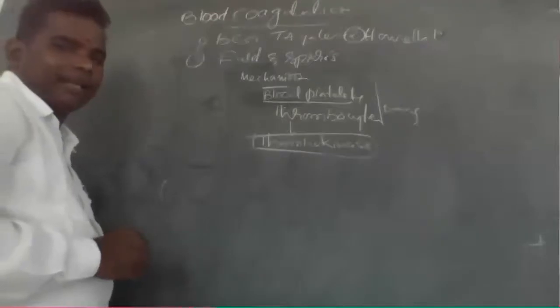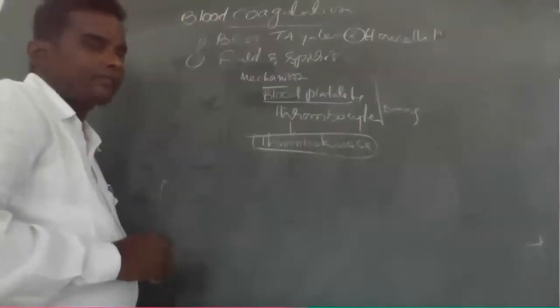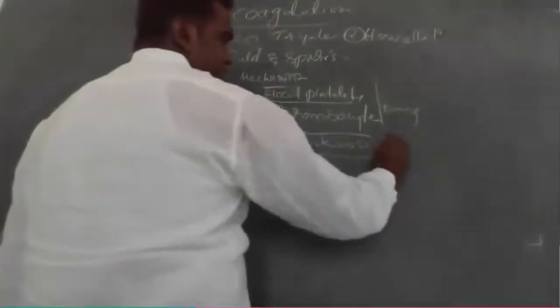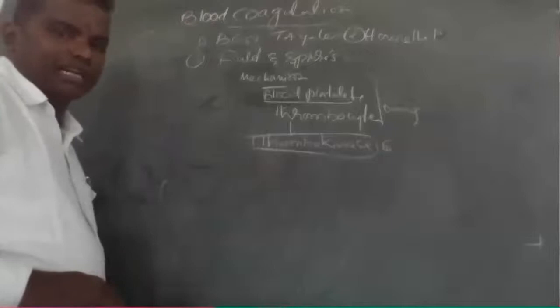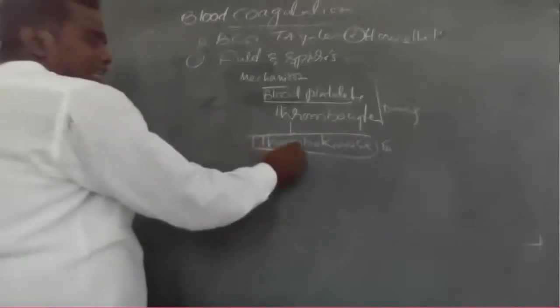Third factor, thromboplastin, is produced from the blood platelets and thrombocytes. The fourth factor is calcium. So that is the third factor. This thrombokinase, what happens now?